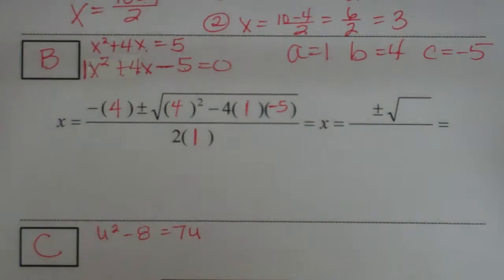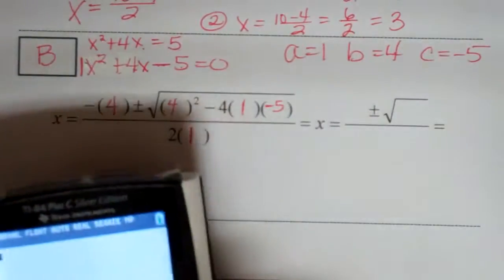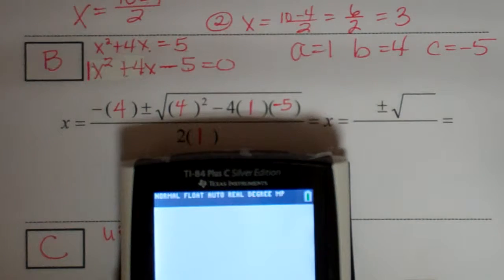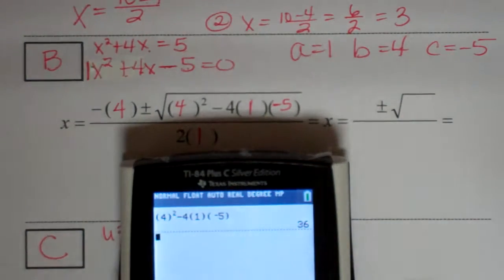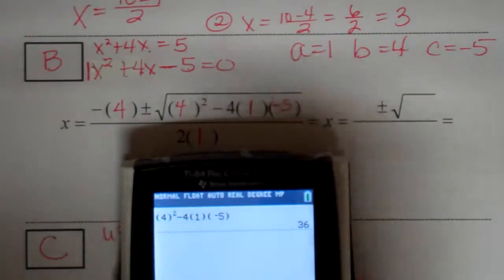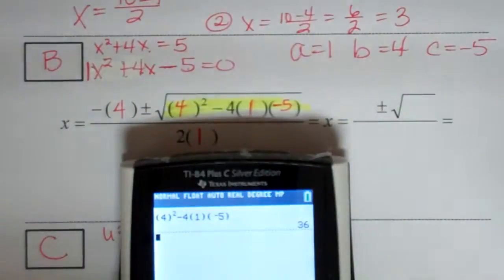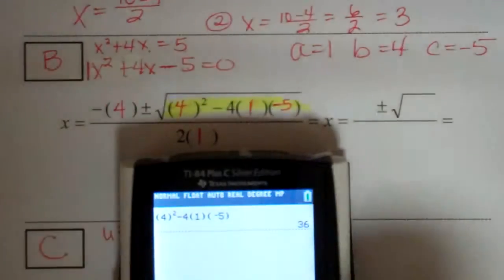So now, calculator time if you can't do that in your head. So I'm going to take out my calculator, and I'm going to go parenthesis 4 parenthesis square. It's a good idea just to get in a habit. You don't really need that with a positive number, but some of y'all need good habits, so always do that. Minus 4 times 1 times negative 5. And I get 36. And one more time, everything here up under this square root, I didn't put the square root in the calculator yet, everything there just got replaced with 36.